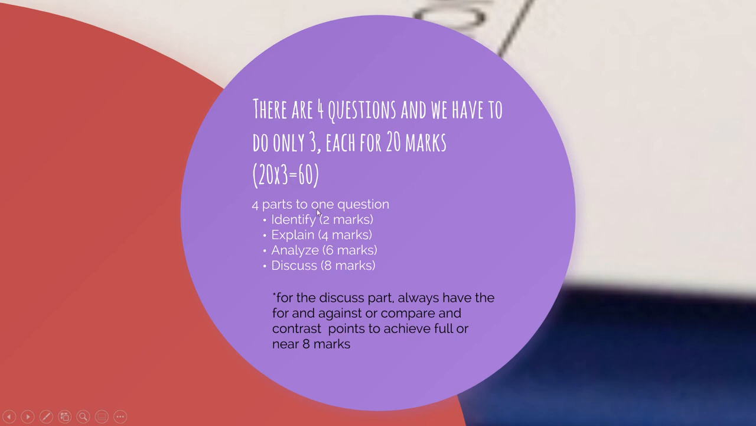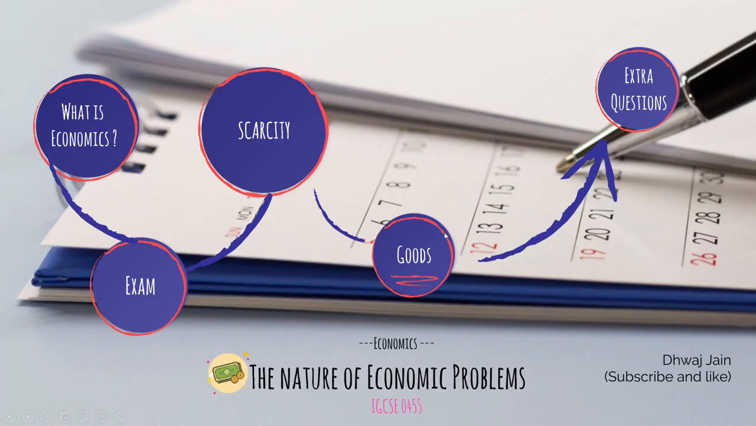There are 4 parts to 1 question. The first part is identify for 2 marks, explain for 4 marks, analyze for 6 marks, discuss for 8 marks. So 2 plus 4, 6, 6 plus 6, 12, 12 plus 8, 20. For the discuss part, we have to include the for and against or compare and contrast points to achieve full marks or near full marks. This type of question is really tough, so we need lots of practice.